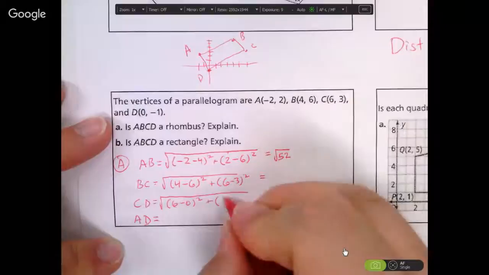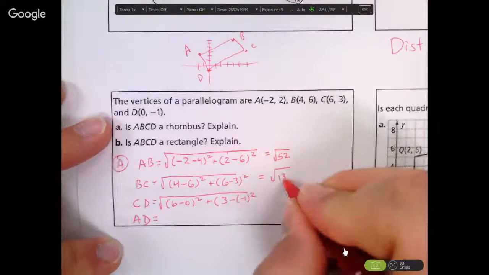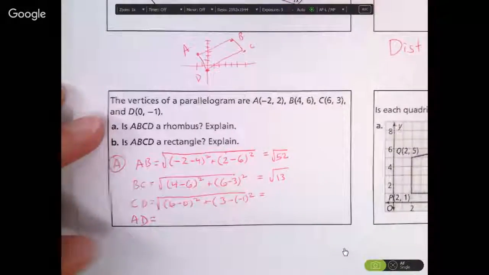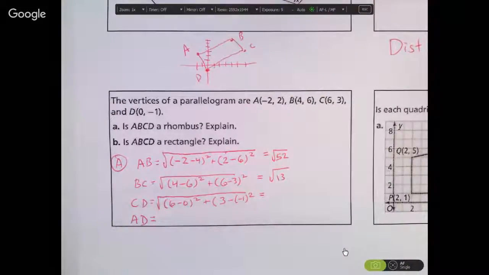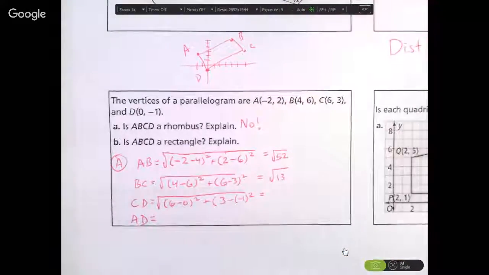The second one is 13 squared. Better, square root of 13. So we can tell them that it doesn't work. Okay, so right there, square root of 52, square root of 13, boom, not a rhombus. Unfortunately, it asks us more than that. Okay, so right here, I can write no for that first question.